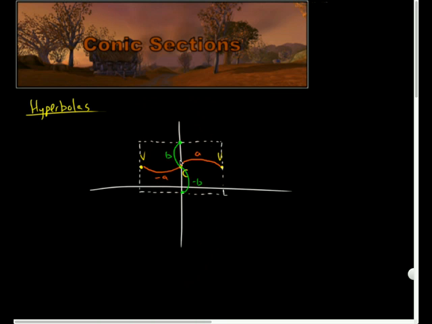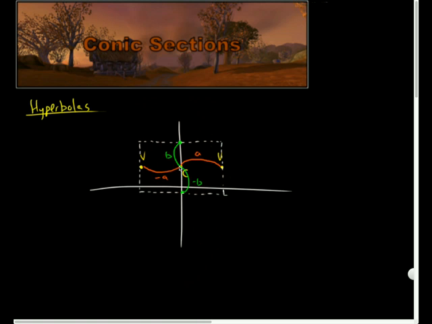And there will be a relationship later on that we'll discuss between B, A, and the foci, but B is not necessarily shorter than A, where in the case of the ellipse it was. So that's one of the differences between hyperbolas and ellipses.